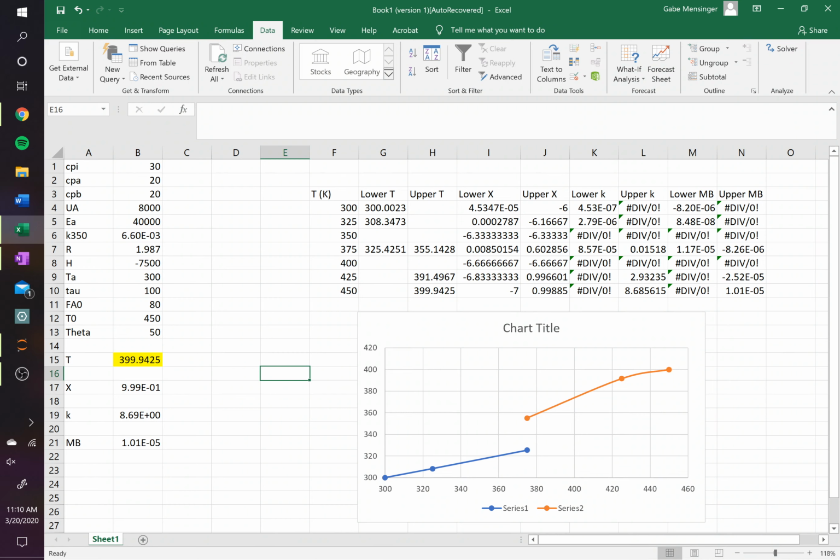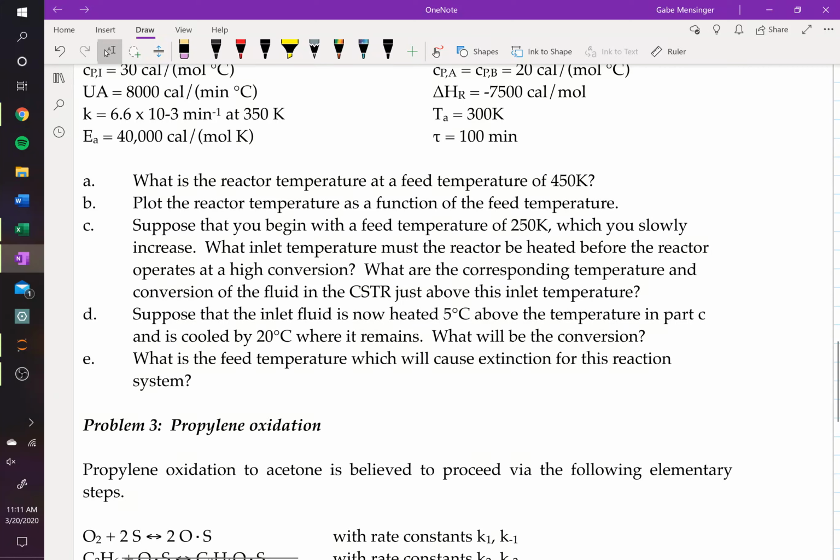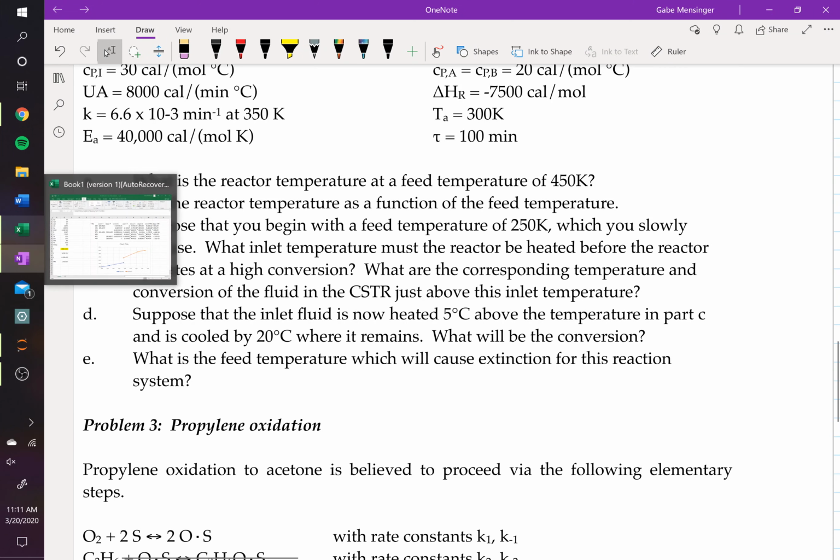Okay, so going back to this, we're going to increase until all of a sudden we're going to basically jump. And then if you go back over to our table here, you'll see that on this lower one, ignoring that point, we have very low conversions. We're talking 0.0085. That's very low. But on the upper one, all of a sudden it's jumping up to 0.6, about 60% conversion. So what this problem is asking for is essentially the inlet temperature of the ignition point.